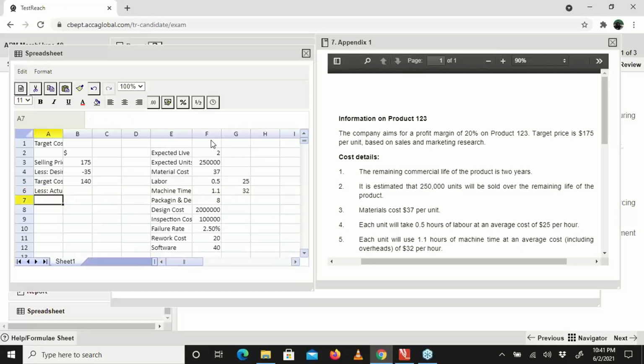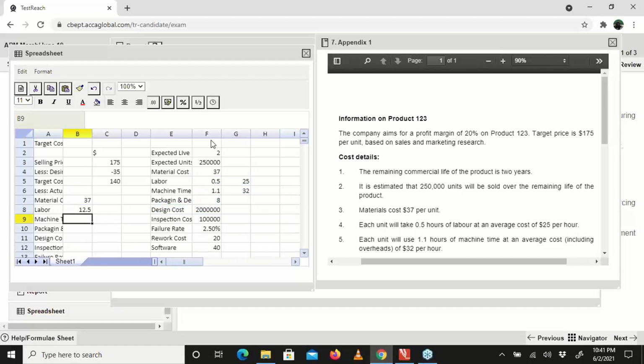Actual cost. I'll do the formatting later on. I'm not doing the formatting right now because I think the formatting can always be done later on. Just try to put in the things right now. So what I could possibly do is put it here so that I can have an inner column to work on. The material cost is this 37. The labor cost is half an hour per unit into 25, which is the rate.